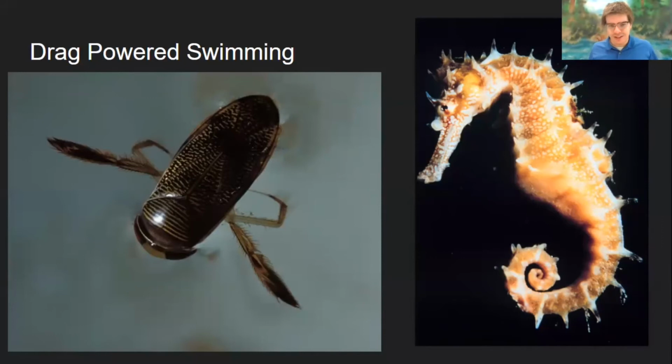So water boatmen, if you've ever seen a water boatman in the water, a tiny little water bug, they push themselves forward across the water, just underneath the water. Some of them go along the surface of the water, but they still propel themselves forward with water. And seahorses also do this. Seahorses will push themselves forward using water. They're actually a very slow fish.